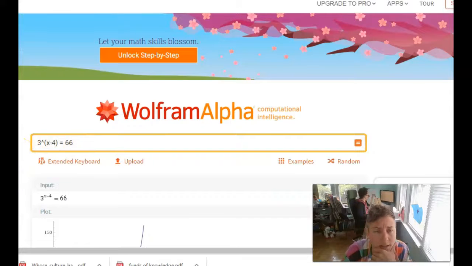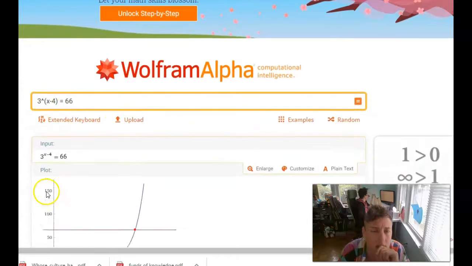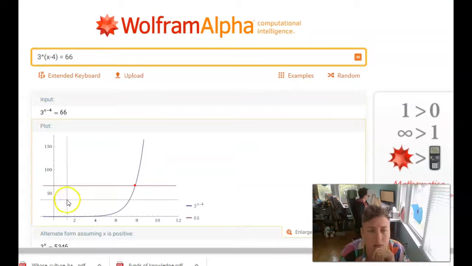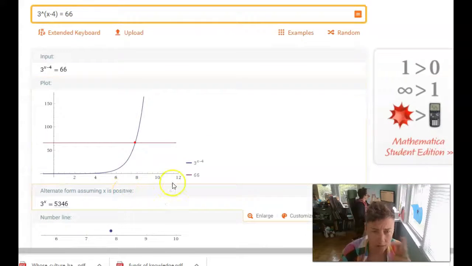So I plugged in our question, 3 to the x minus 4 equals 66. Got an input. That's what 3 to the x minus 4 looks like, and that's where it intersects the number 66.